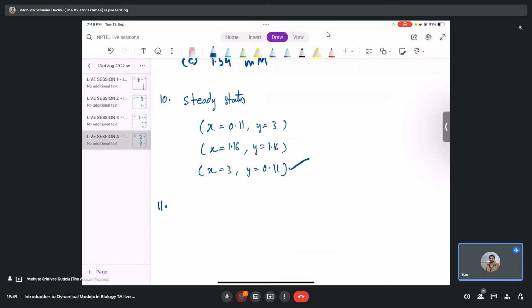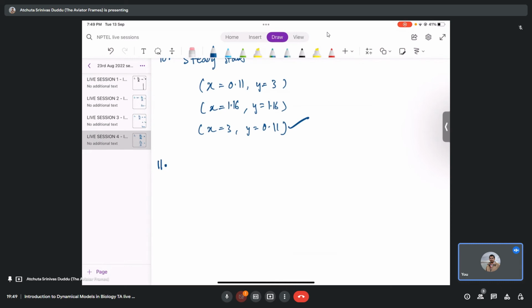Next, the 11th question. You have a network motif that is modeled using the following system of ODEs. What type of motif is this? Draw a diagram for this motif. So let's write down the equations first.